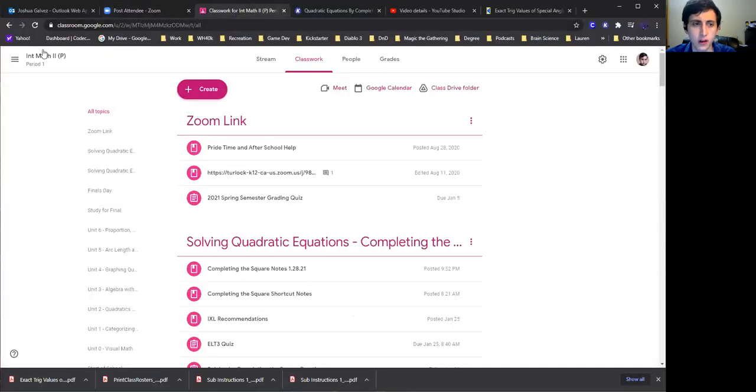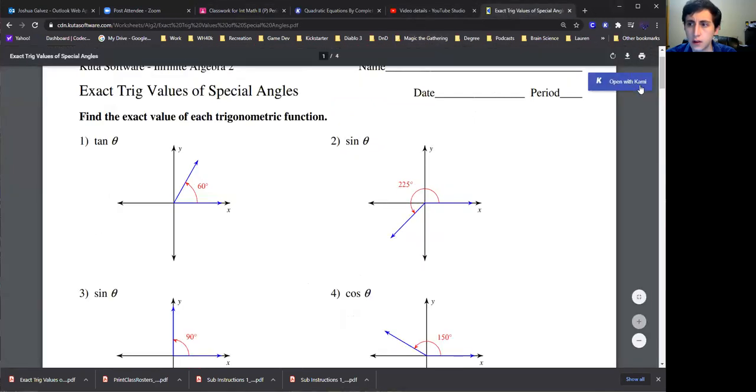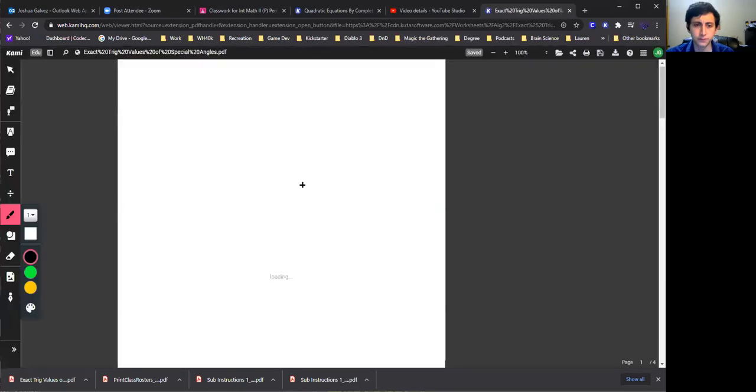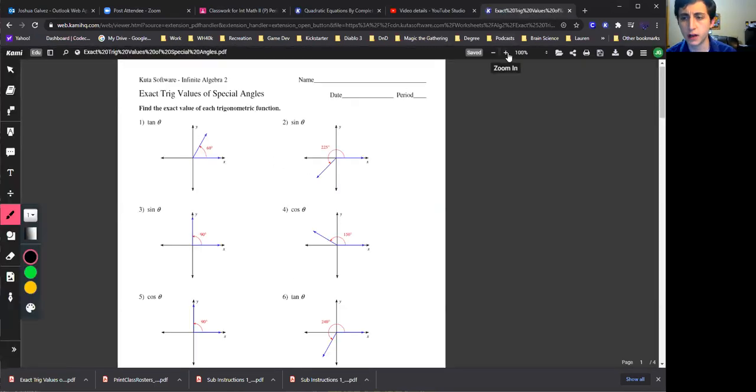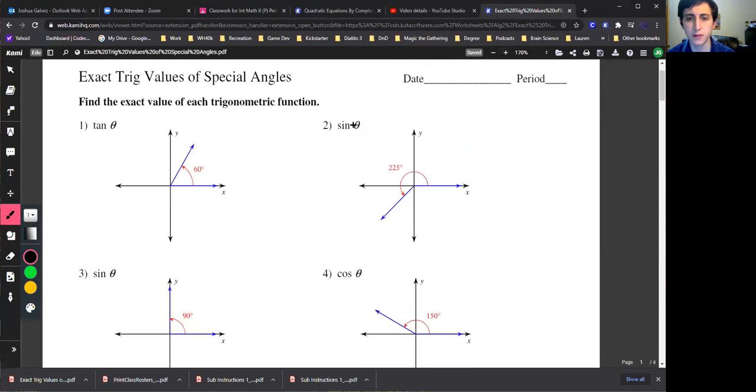So we're going to go ahead and open this with Cami. Now this will be posted for you to practice as well on Google Classroom. It's just a bunch of different exercises. I also went ahead and posted a table on the Google Classroom of all the common ones, all the stuff that I just showed you, but in a chart, so it makes it easier to see.